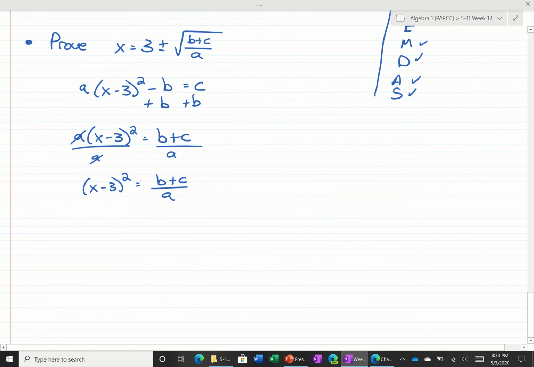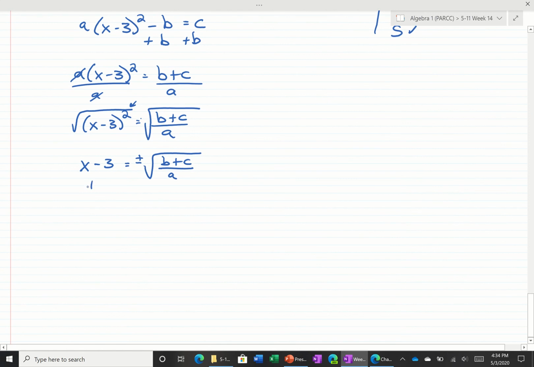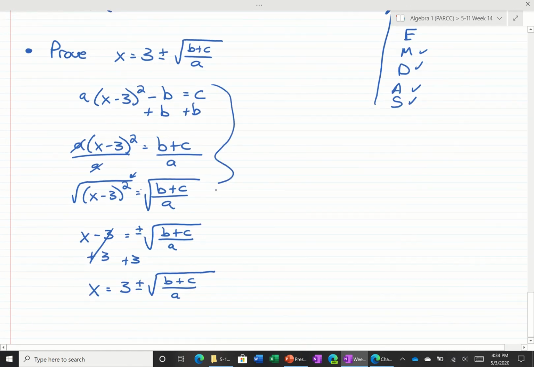We saw this in the last problem, that if you want to get rid of squaring something, we take the square root of the whole thing. And we also said that whenever you take the square root of anything, you wind up with a plus or minus, which means we have one more step to do, and we could add 3 to both sides. We would get x is equal to 3 plus or minus the square root of (b plus c) over a. So as far as what your answer would be, they would check to see all of this work for your answer.